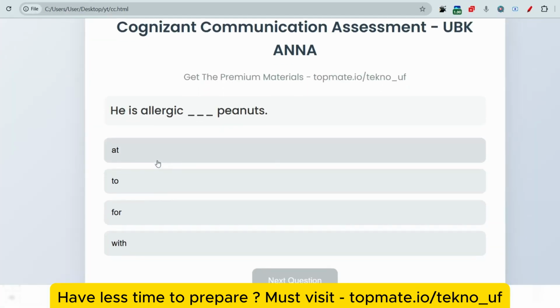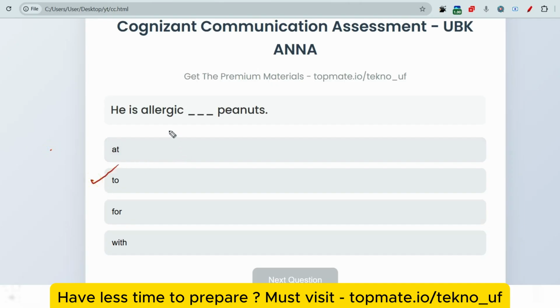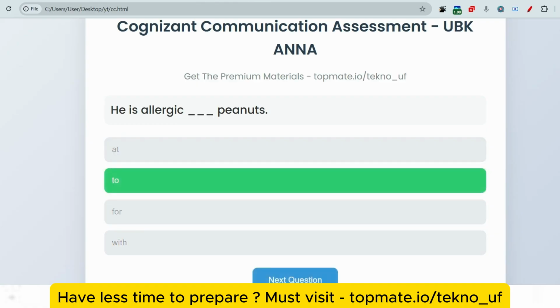Please go through that. So what is the answer for this? He is allergic dash peanuts. The answer will be 2. Why? Because he is allergic to what? To peanuts. Like, let's say I am unknown in this country, if this has happened, that means I am immaterial to this. So this way we have to use the preposition. He is allergic to peanuts.